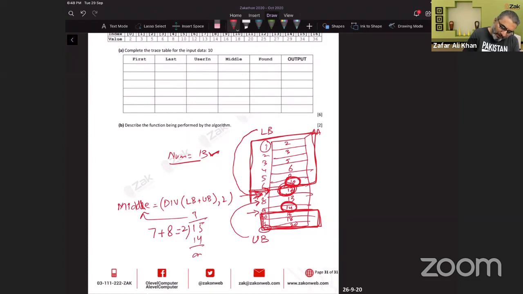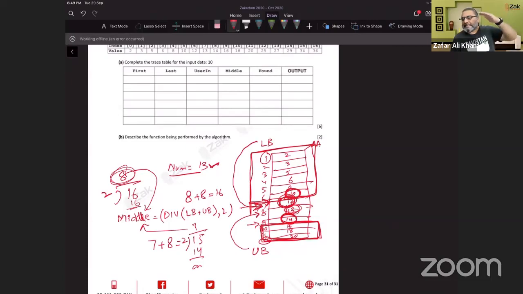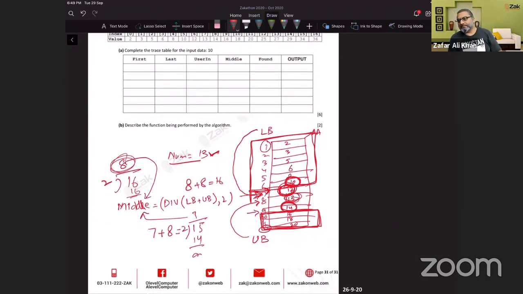Now the lower bound is moved to basically 8. Now both upper bound and lower bound are 8. So this is 16. Now you divide 16 by 2. This is 8. So this is now your new middle. If you check the value, you find it. So had this been serial search, we would reach 13 in 8 searches. Since it was binary search, we reached it in 4 searches.